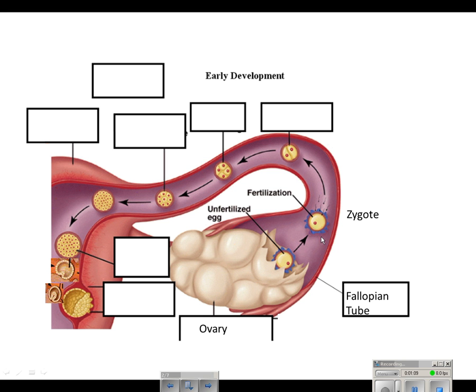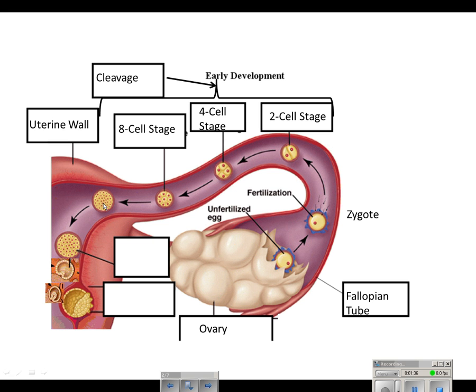So that zygote is going to move through the oviduct, and as it moves through the oviduct, it starts to divide, and this is called cleavage. And that one cell will then become two, and then four, and then those 4 cells become 8 cells, and this is all mitotic cell division. Eventually, the cells move to the uterine wall and into the uterus and becomes this really big ball of cells.